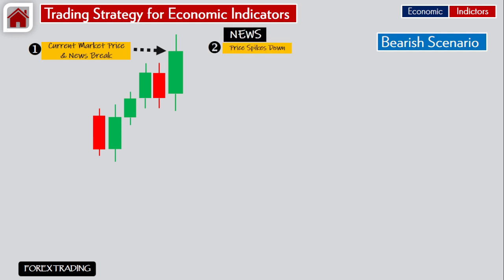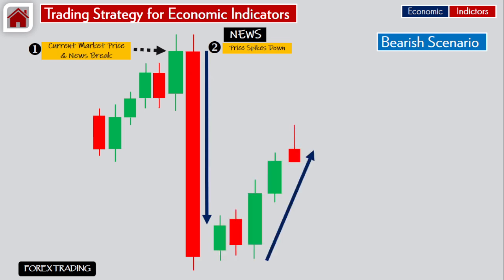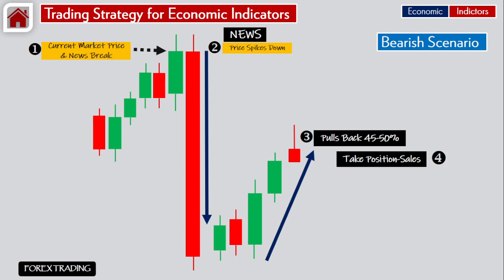Okay, so there is a news break and the price suddenly spikes down based on the data of that indicator. It may be that the actual is smaller than the forecast, and it's bad for the currency, so we assume that price spikes down. So here it spikes down. Then it reverses its direction a little bit and goes up again, and then it pulls back around 45 to 50%. And this is where we will take the sell position, and then from there it will pull back over here, and we will take a position over here.